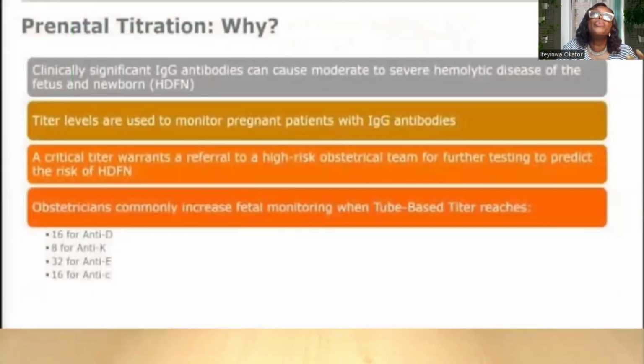So prenatal titration. Why do we need to do prenatal titration? Remember that clinically significant immunoglobulin antibodies can cause moderate to severe hemolytic disease of the fetus and the newborn. The titer levels are used to monitor pregnant women with IgG antibodies. A critical titer warrants a referral to a higher risk obstetrician team for further testing to predict the risk of HDFN. And then obstetricians commonly increase fetal monitoring when the titer reaches 16 for anti-D, 8 for anti-K, 32 for anti-E, and 16 for anti-little c, just like I said there earlier.